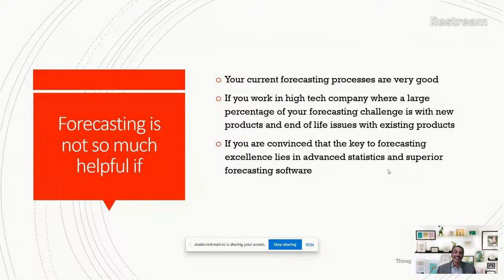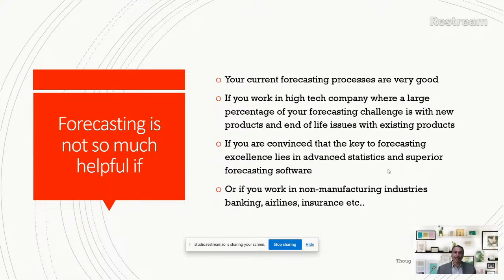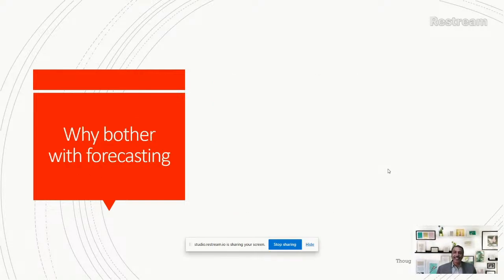If you are convinced that the key to forecasting excellence lies in advanced statistics and superior forecasting software, then you need not learn, but you have to be careful. I have specifically put the wording in such a way because there are some cases where a large multinational company will spend millions of dollars on sophisticated software, which is not the case in the remaining organizations. Or if you are working in a non-manufacturing organization, maybe freight forwarding, import export, airlines, or insurance, you may not depend on a detailed forecast, but in any case, at least to some extent, it is required.